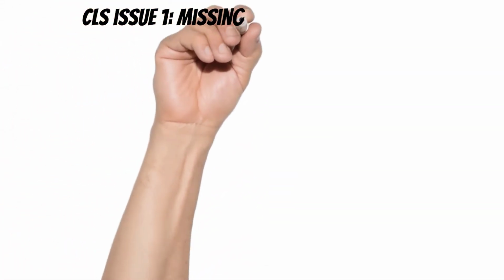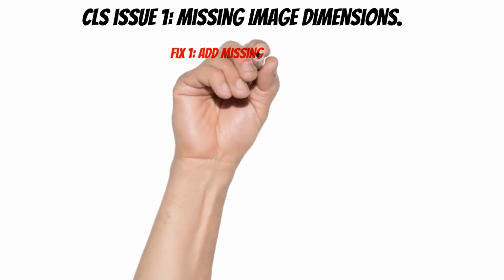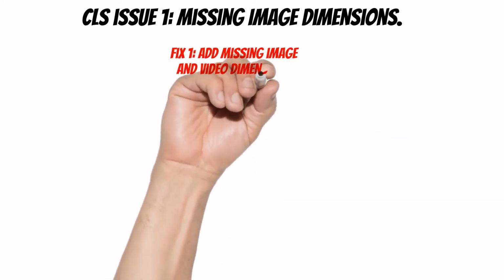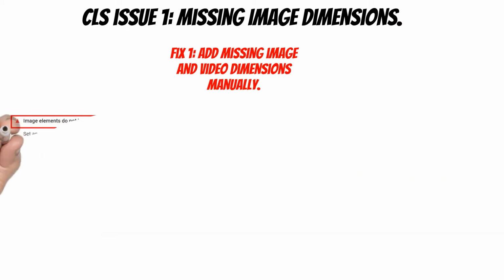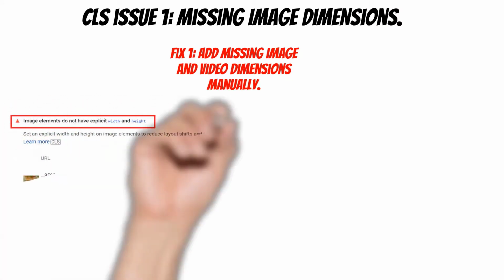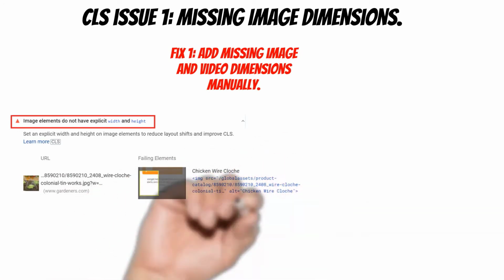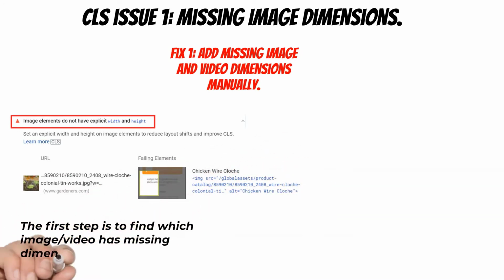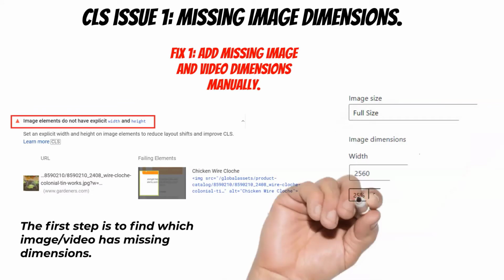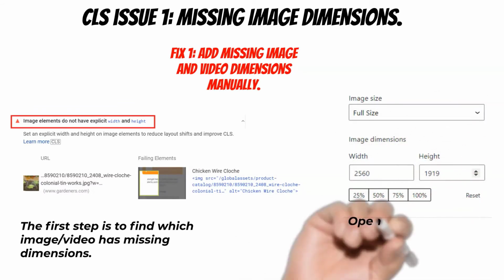For this CLS issue, there can be 2 possible fixes. The first fix is to add missing image and video dimensions manually. With the Google PageSpeed tool, you can figure out the image or video name that does not have the width and height mentioned. After that, open up the post or page in edit mode and tap on the image, and from the right enter the missing height or width.